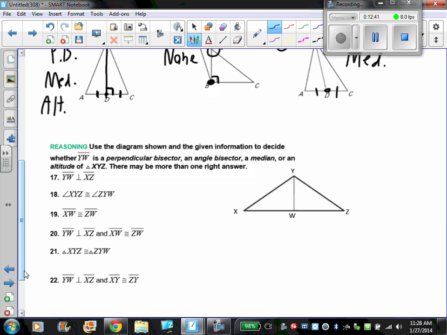So, with these problems, you're going to do similar thoughts. It's kind of like the ones that we just did up there, but they're giving us specific information. For example, for number 17, they tell us that YW is perpendicular to XZ, which means that we have these right angles forming. Since we have a line starting at a vertex and going down and being perpendicular to the opposite side, we can say for sure that this is an altitude, but we don't know if XW and WZ are congruent, so we can't say that it's a median.